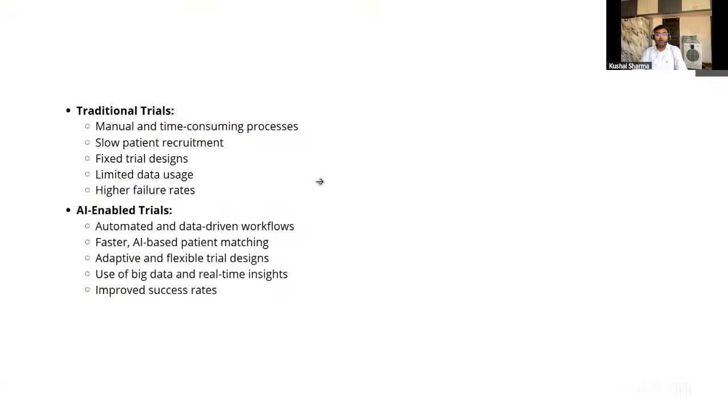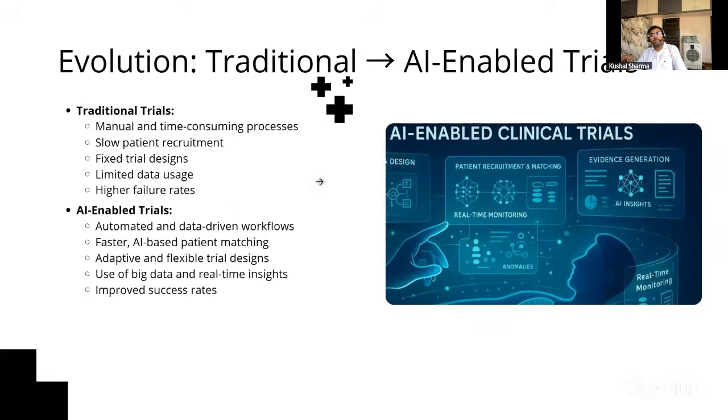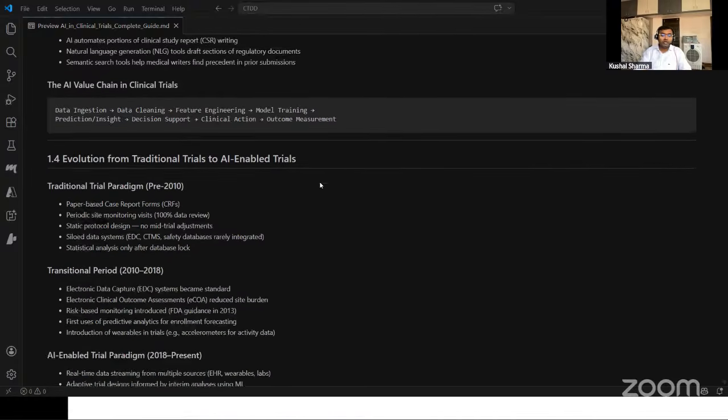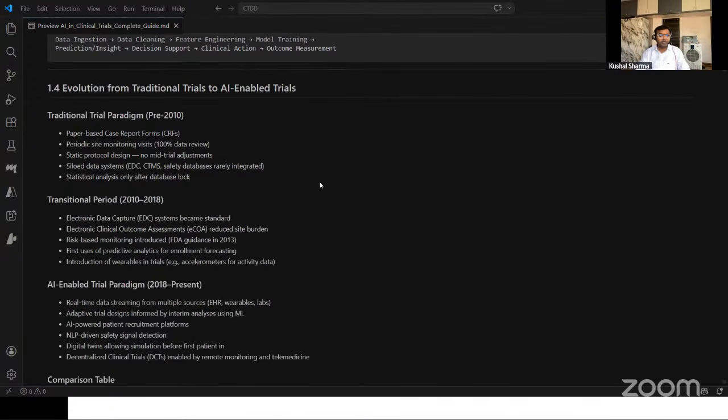Next is the evolution from traditional to AI-enabled trials. The traditional trial paradigm, pre-2010, had paper-based case report forms, CRFs, periodic site monitoring visits, 100% data review, static protocol design with no mid-trial adjustments, and siloed data systems, EDC, CTMS, and safety databases rarely integrated, with statistical analysis only after database lock.